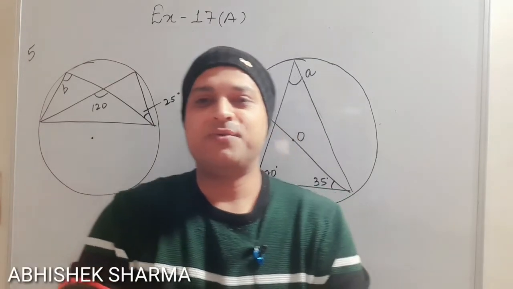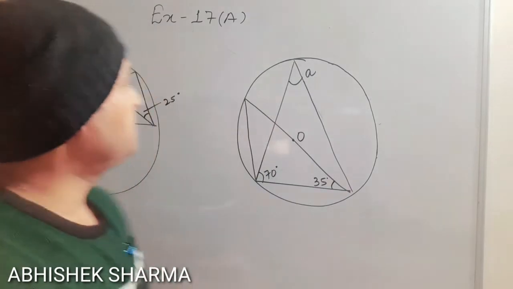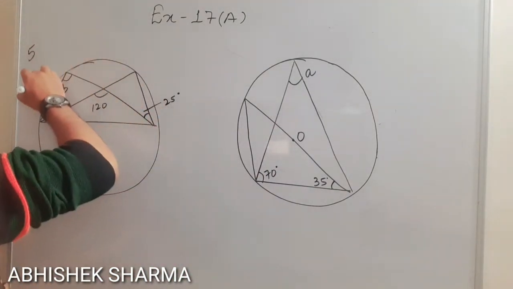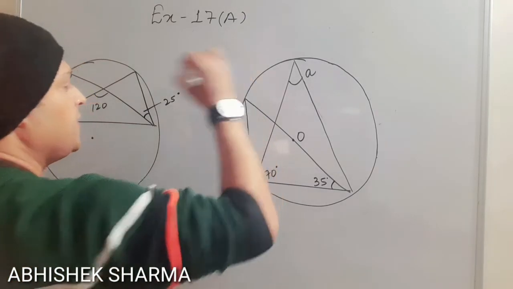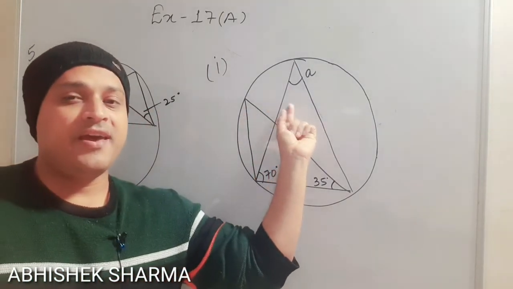So let us continue Circle 17A, question number 5. This is our question number 5, the second part, and that is our first part. Now in this question we have to calculate the value of A.